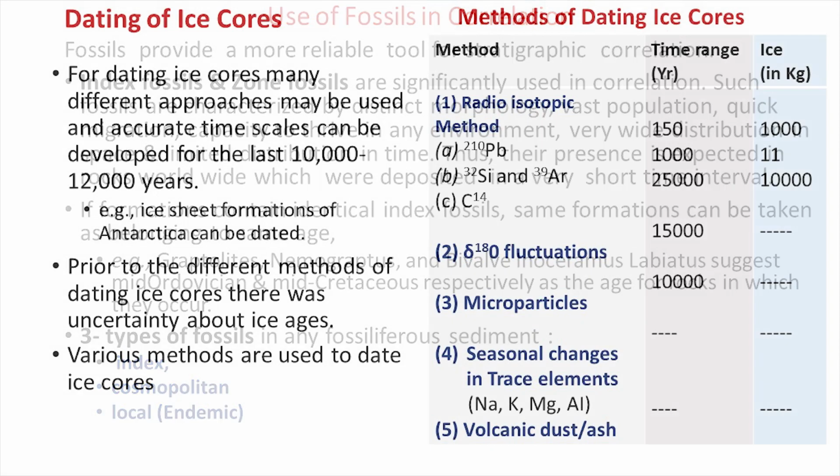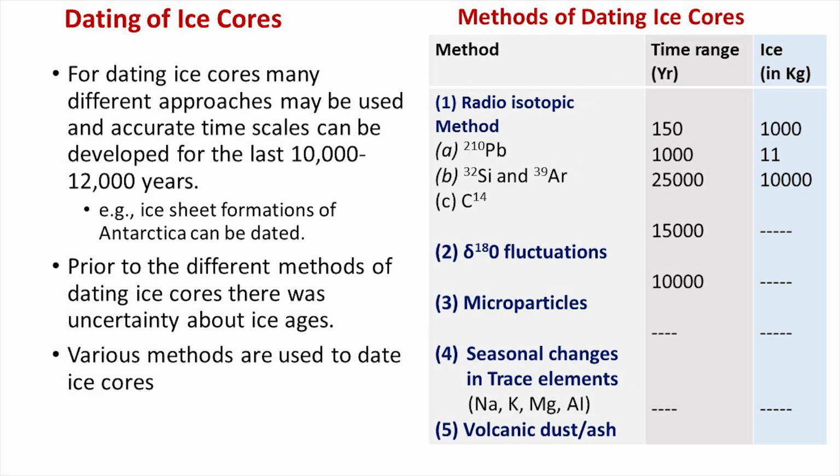Now we'll talk about the various techniques for dating ice cores. For the dating of ice cores, many different approaches have been used, and it is now very clear that accurate time scales can be developed for the last 10,000 to 12,000 years. For example, the ice formations of Antarctica can be dated. Prior to the different methods of dating ice cores, there was uncertainty about ice ages. Various methods can be used for dating the ice cores.